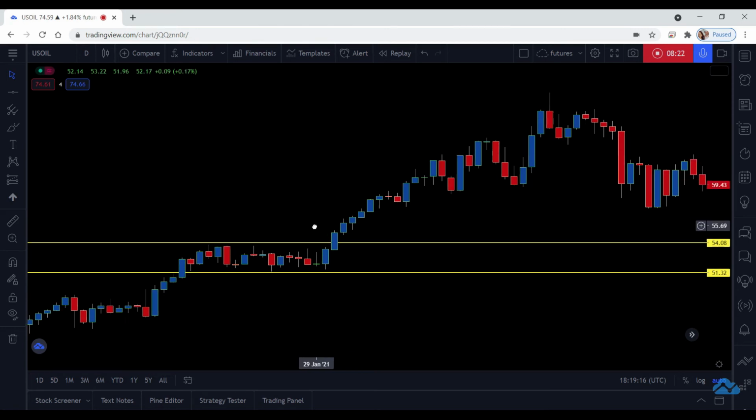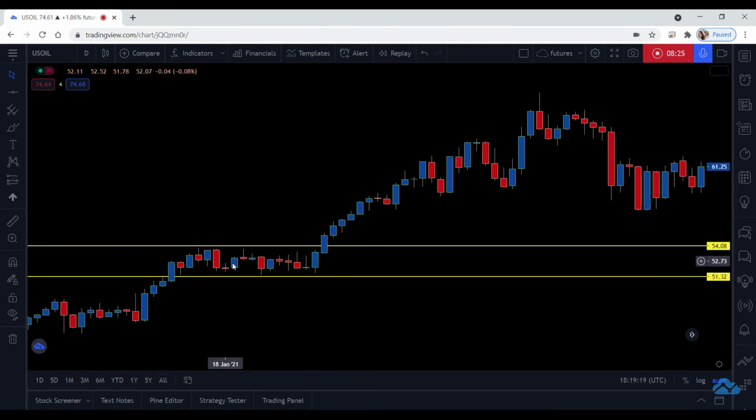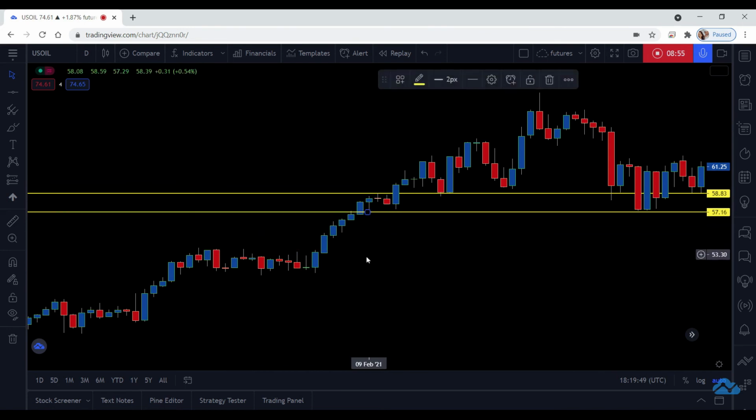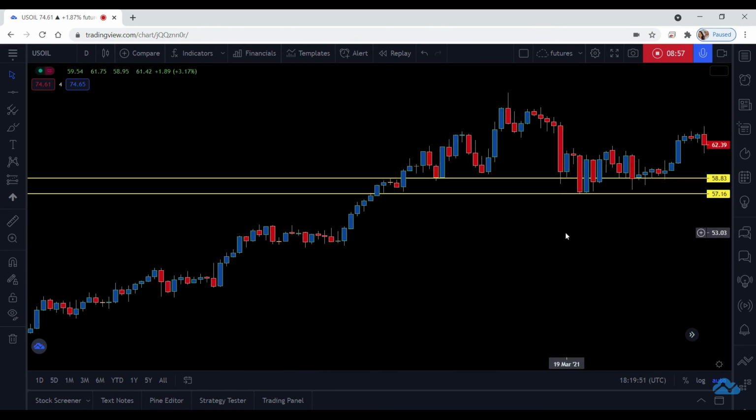Because basically what this consolidation means is that supply and demand has reached a point of unison, like there's not too much supply, there's not too much demand. This is oil, so I'm guessing what happened in the world when this thing broke out is a large demand entered the oil market, causing this consolidation to break. And look, it broke above, and then it went higher and higher and higher. And what did it do? Created a new resistance level here, new support level here, and so on and so on and so on.